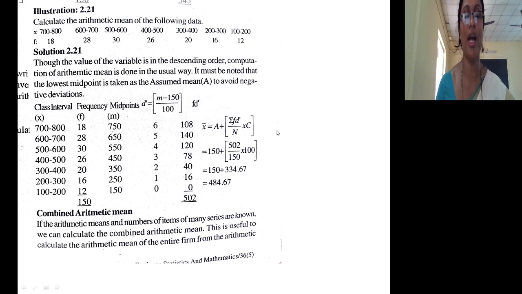We'll see how to calculate combined arithmetic mean after understanding the concept of combined arithmetic mean in the next session. Till then, take care.